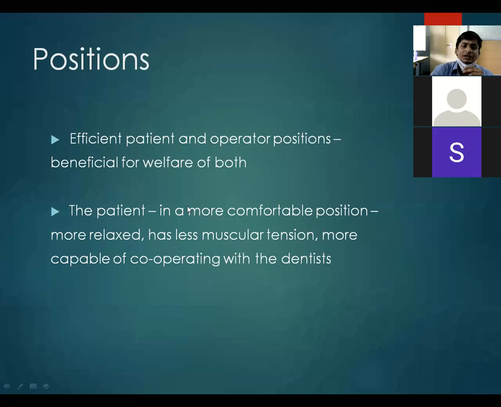Moving on to the positions, efficient patient and operator position is beneficial for the welfare of both. The position of the patient and the operator both are very important. The patient should not be in any uncomfortable position while he is on the chair. If it is a more comfortable position, he is more relaxed, has less muscular tension, and is more capable of cooperating with the dentist. So your patient should be in the utmost comfortable position, so he will be more relaxed and he will cooperate properly.